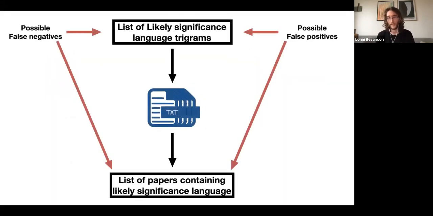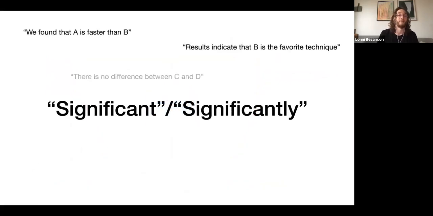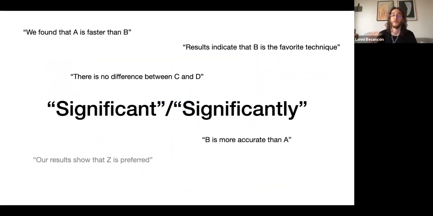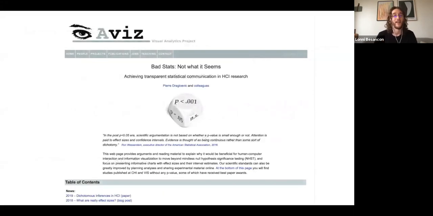So obviously, there's some errors that could have happened there as well. Another thing is that we only looked at significant, right? But there's lots of other ways in which you can be dichotomous, such as we found that there is no difference. We show that, we conclude that, we prove that. And we didn't try to look for any of these. We just looked at significantly because it was an automated approach. But I'll come back to that later.